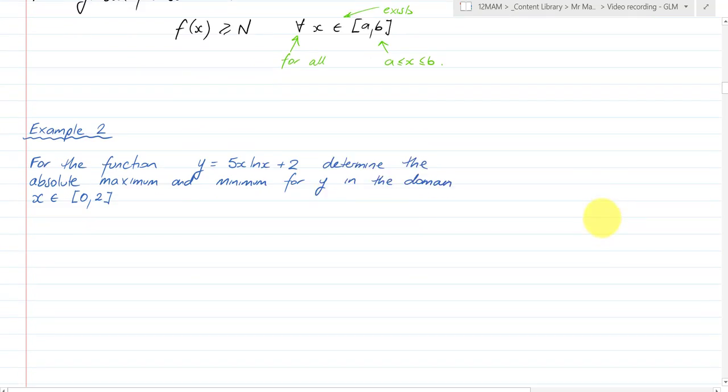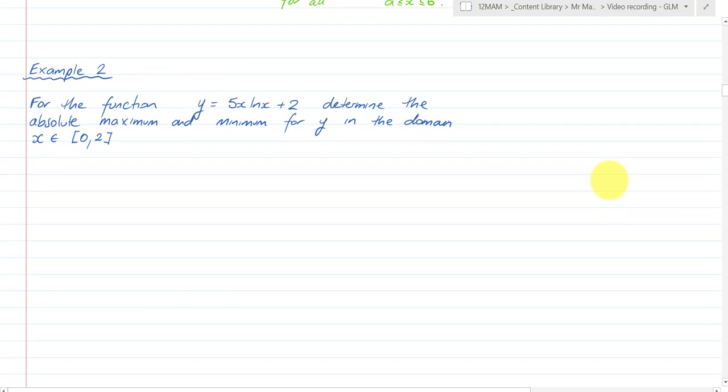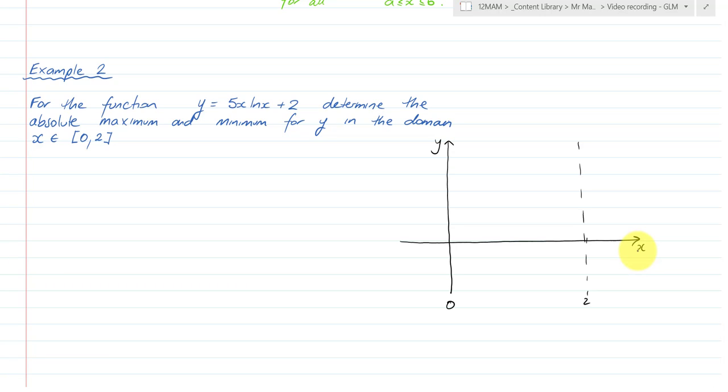Let's have a look at example 2. For the function y equals 5x log x plus 2, determine the absolute maximum and minimum for y in the domain x between 0 and 2. So this function is going to look like this, but we only care about 0 to 2. The rest we don't care about. And there's my y value. So you can do some work sketching that. We could even use a second derivative test to work out stationary points, points of inflection, x-intercepts, y-intercepts, etc.